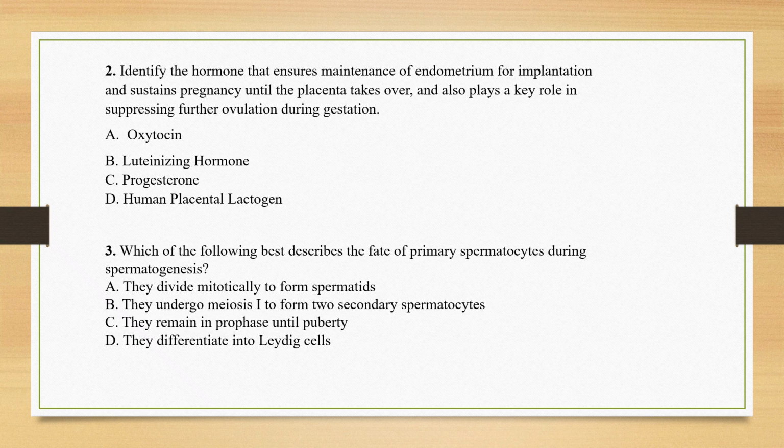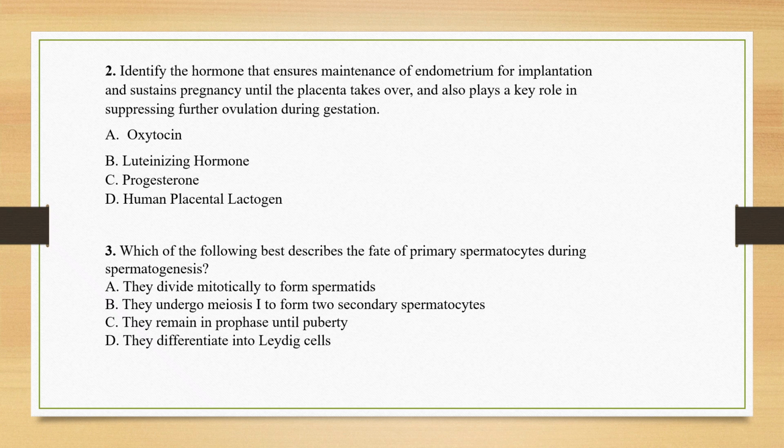Identify the hormone that ensures maintenance of endometrium for implantation and sustains pregnancy until the placenta takes over. Also plays a key role in suppressing further ovulation during gestation. So it is progesterone. Progesterone supports endometrium and inhibits further LH or FSH secretion, thereby preventing ovulation during pregnancy.